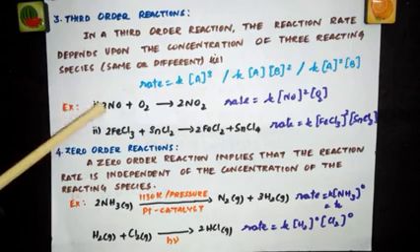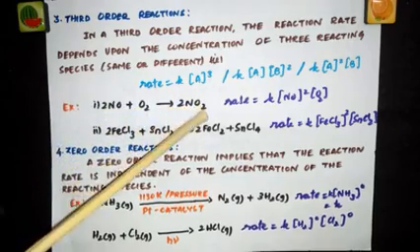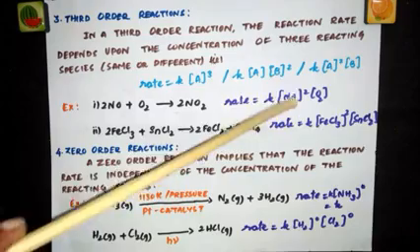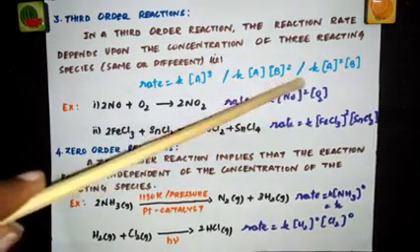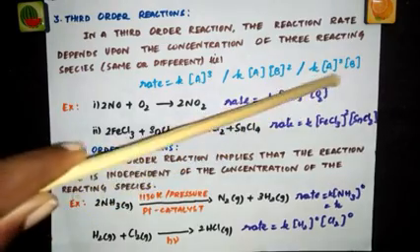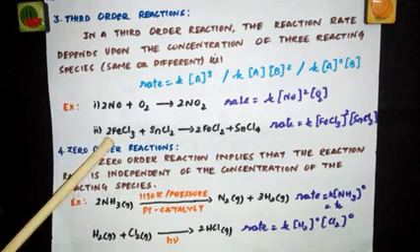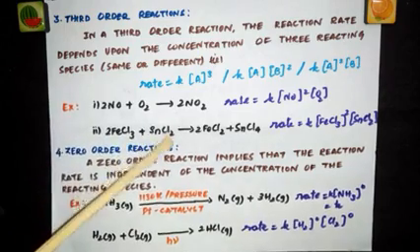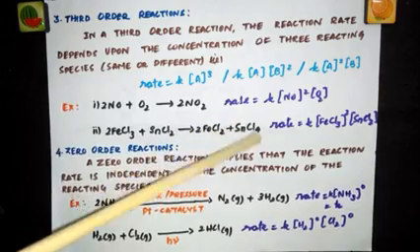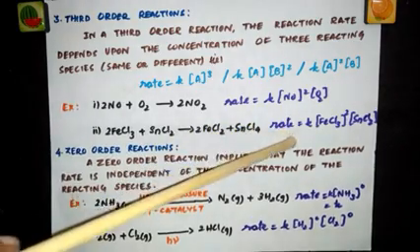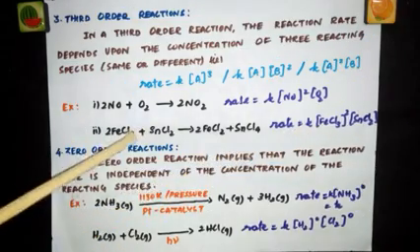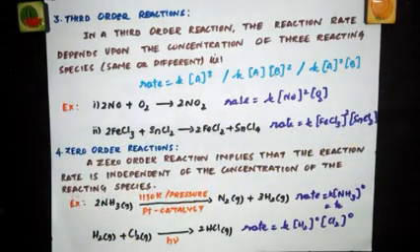I have written two examples: 2NO plus O2 giving you 2NO2. So rate is equal to rate constant into concentration of NO power 2 into concentration of O2 power 1. So 2 plus 1 gives you 3, and that is the order of the reaction. And look at this example: 2FeCl3 plus SnCl2 gives you 2FeCl2 plus SnCl4. Again, what is the rate? Rate is equal to K into FeCl3 power 2 into concentration of SnCl2. And now add the powers. 2 plus 1 gives you 3. So the order of the reaction is 3. This is a third order reaction.